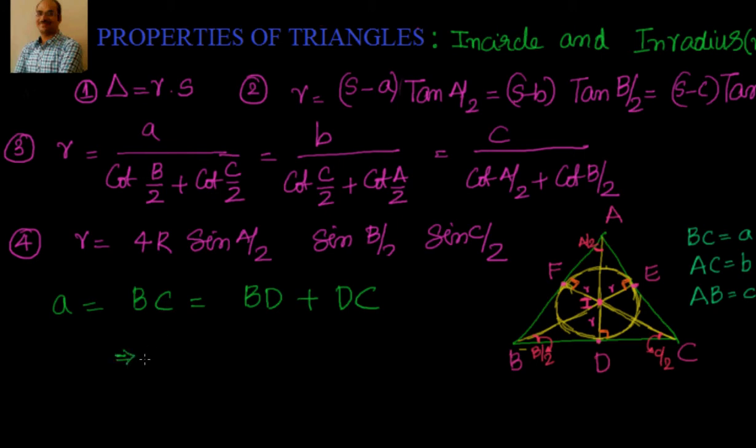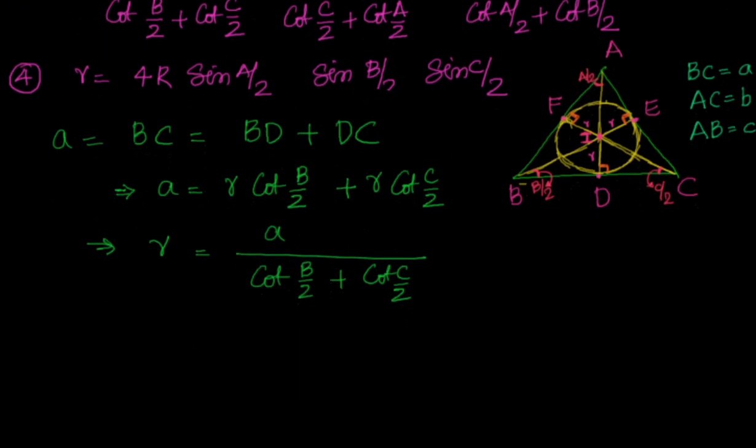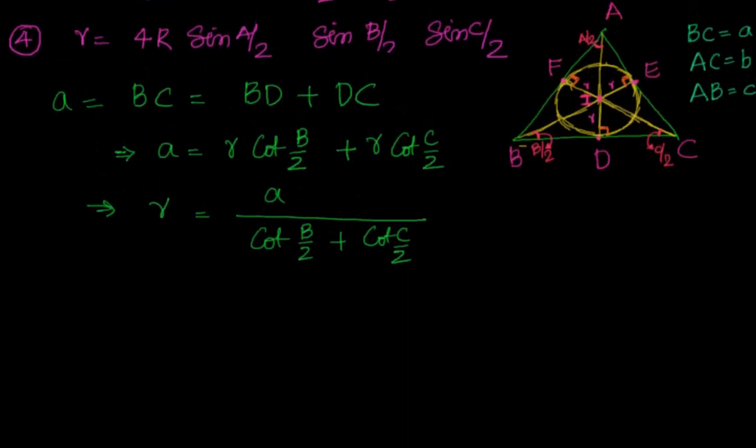Very simple. That gives me a equal to r into cot of B by 2 plus, similarly if you look at DC, cot of C by 2 is nothing but DC by r. That's nothing but r into cot of C by 2. I can restructure it and say r equal to a by cot of B by 2 plus cot of C by 2. Now once we are comfortable, that's it, nothing else. It's pretty simple. Now let's go to the fourth one, which is interesting.